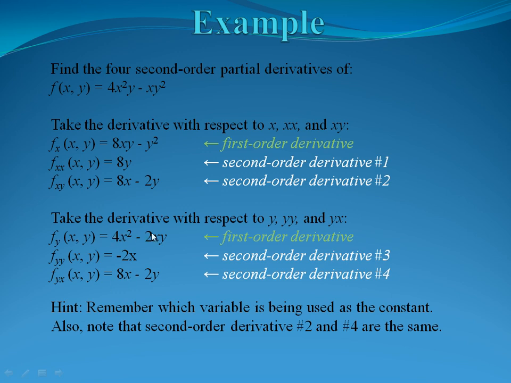And then for the second term, since x is our variable, we have negative 2y times x. The 2 and the y are constants. So if you have a constant times x, the derivative is just that constant, minus 2y. So you want to be able to remember which variable is the constant. I want you to notice here that f sub xy and f sub yx are the same. As it turns out, what we call our mixed second derivatives are always going to be the same.